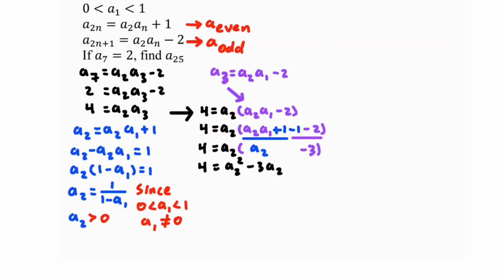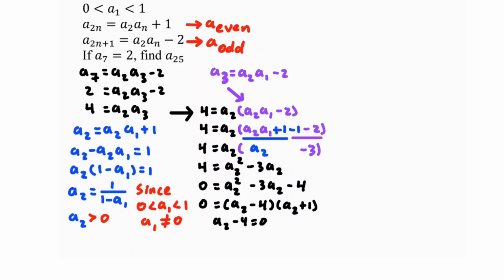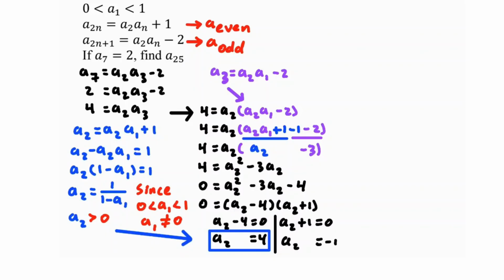We'll distribute a sub 2, and then we'll notice we have a quadratic in the form of a sub 2. Subtract 4 from both sides, factor it, and then use the zero product property. So we have a sub 2 minus 4 equals 0, so a sub 2 must be 4, and a sub 2 plus 1 is equal to 0, so a sub 2 is negative 1. But since we found that a sub 2 must be positive, then a sub 2 must be 4, and we can reject a sub 2 equals negative 1. Alright, so we found a sub 2.